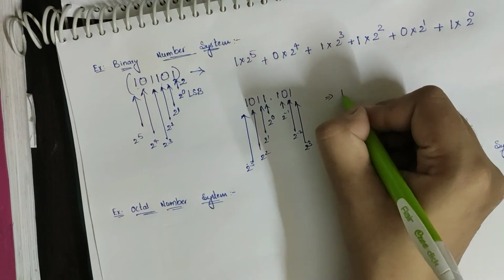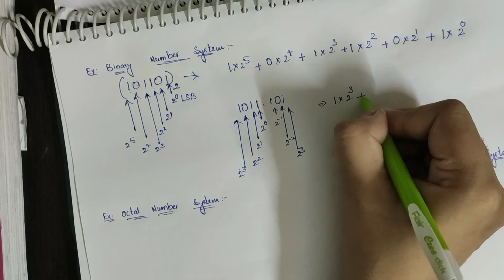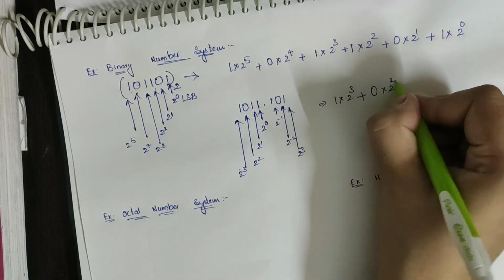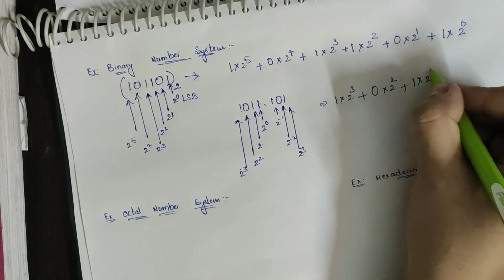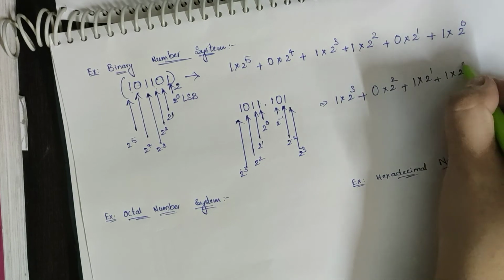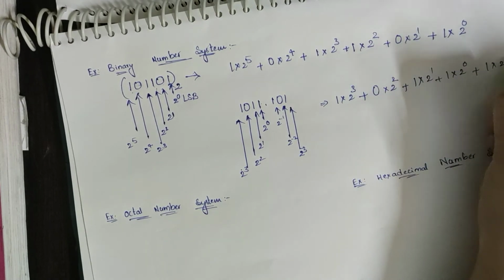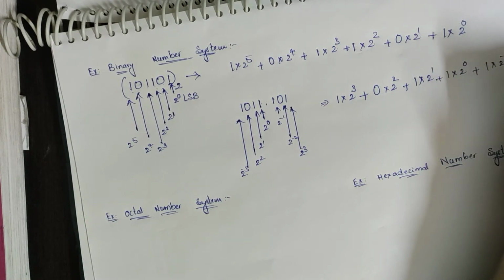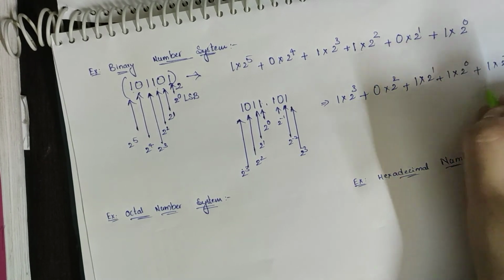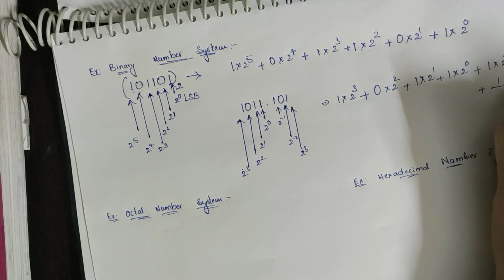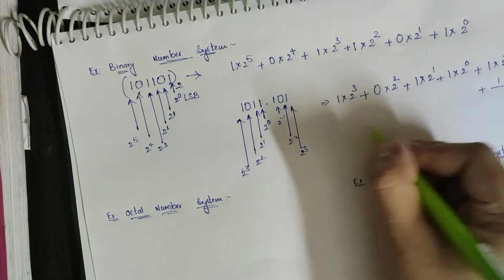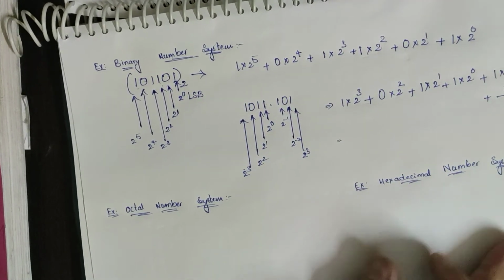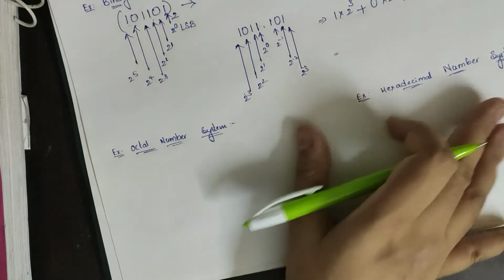So it is 1 into 2 power 3 plus 0 into 2 power 2 plus 1 into 2 power 1 plus 1 into 2 power 0 plus 1 into 2 power minus 1, which is half, plus 0 into 2 power minus 2, that is 0 divided by 4, plus 1 into 2 power minus 3, and then you can have its value later. That we'll see in the conversions.